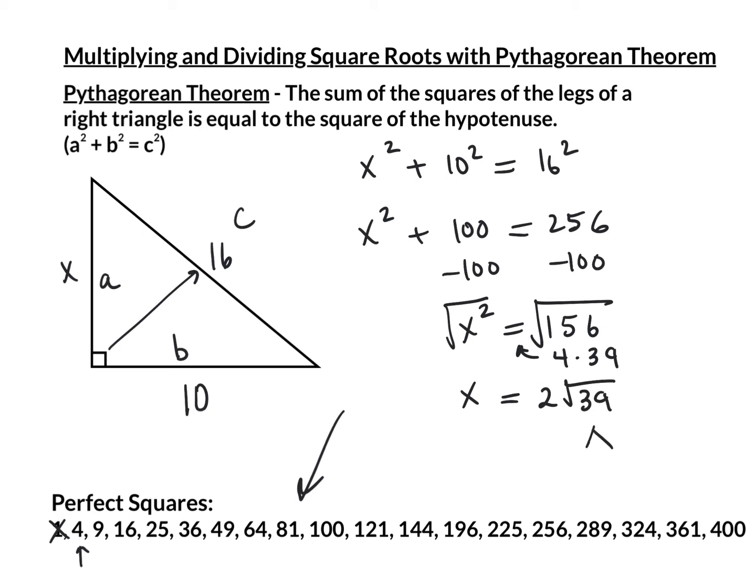Now 39 is 3 times 13, and both of those are prime numbers. There's no more perfect squares in 39, so my exact answer for the side length I'm looking for is 2 root 39. If you're looking for more examples of the Pythagorean theorem and finding exact answers, go to the end of the video. It's in the last couple of questions.